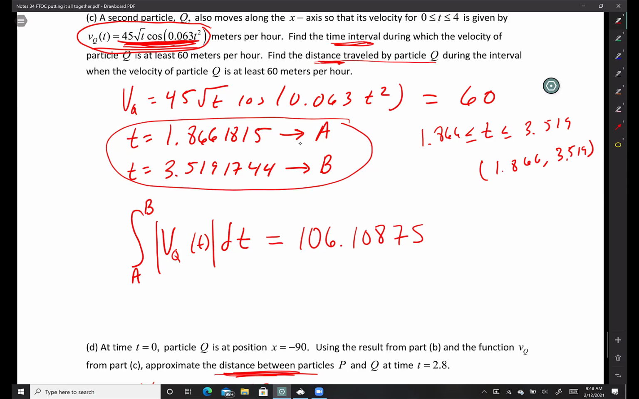So Godinez said it wanted the time interval. Find the time interval during which the velocity of the particle Q is 60 meters per hour. Okay, because it says find, I think it would be best if you did this, but I think they would still give you the credit. I think they would still give you the credit.